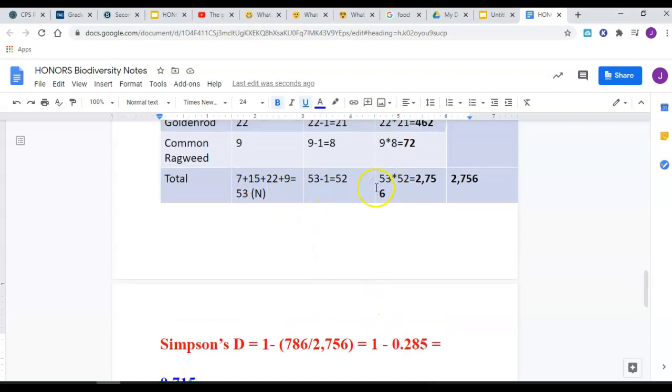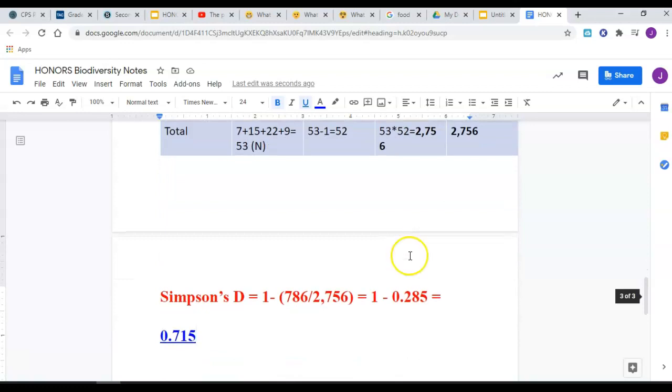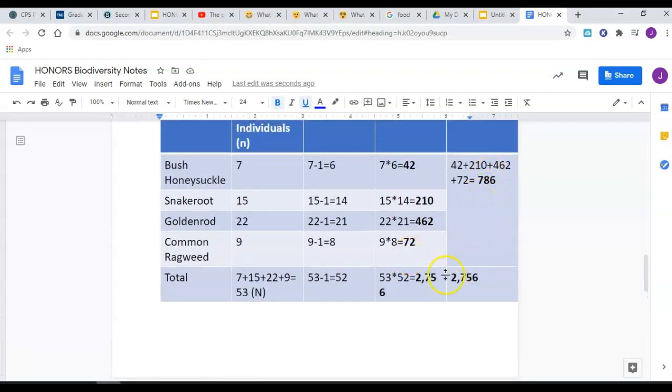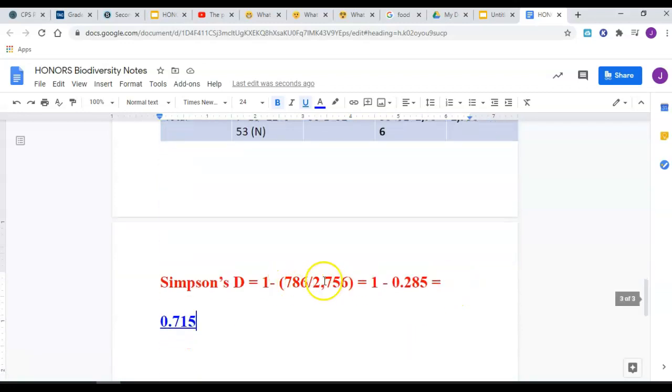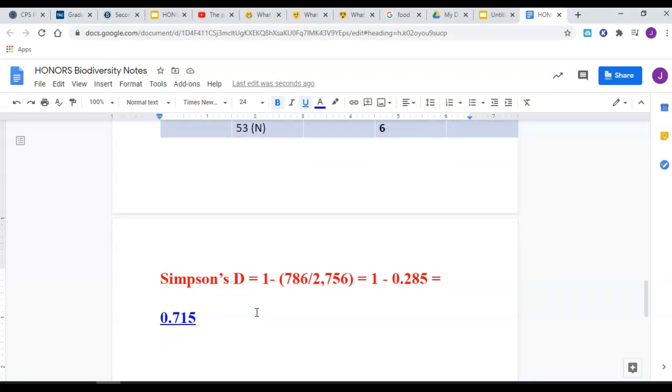Look at your totals column down here. Make sure that you totaled this column here, and then ran this number 53 through the actual equation, n minus 1 and n times n minus 1. And then also make sure that when you put your numerator and denominator into this 1 minus equation, that you didn't forget the 1 minus piece of that, okay? So the correct Simpson's biodiversity index for this community is 0.715.